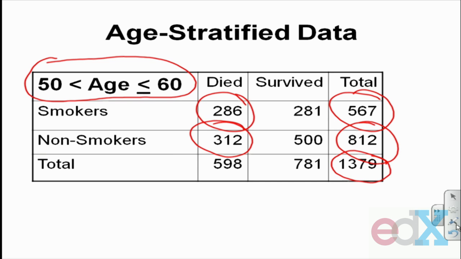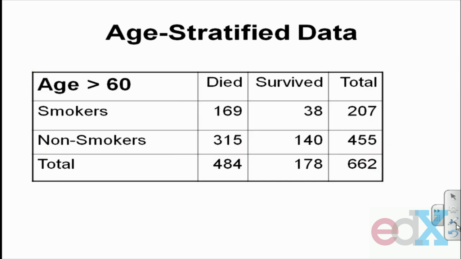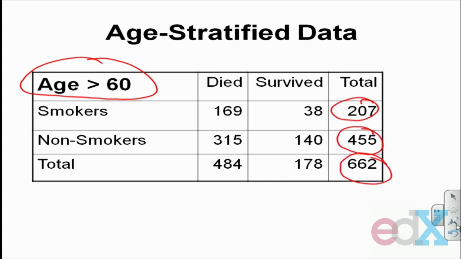And then finally, here's your remaining people. These are the people who were older than 60 years old at the 1956 exam. It's the remaining 662 people. 207 of them are smokers, 455 of them are non-smokers. 169 of the smokers died, 315 of the non-smokers died.